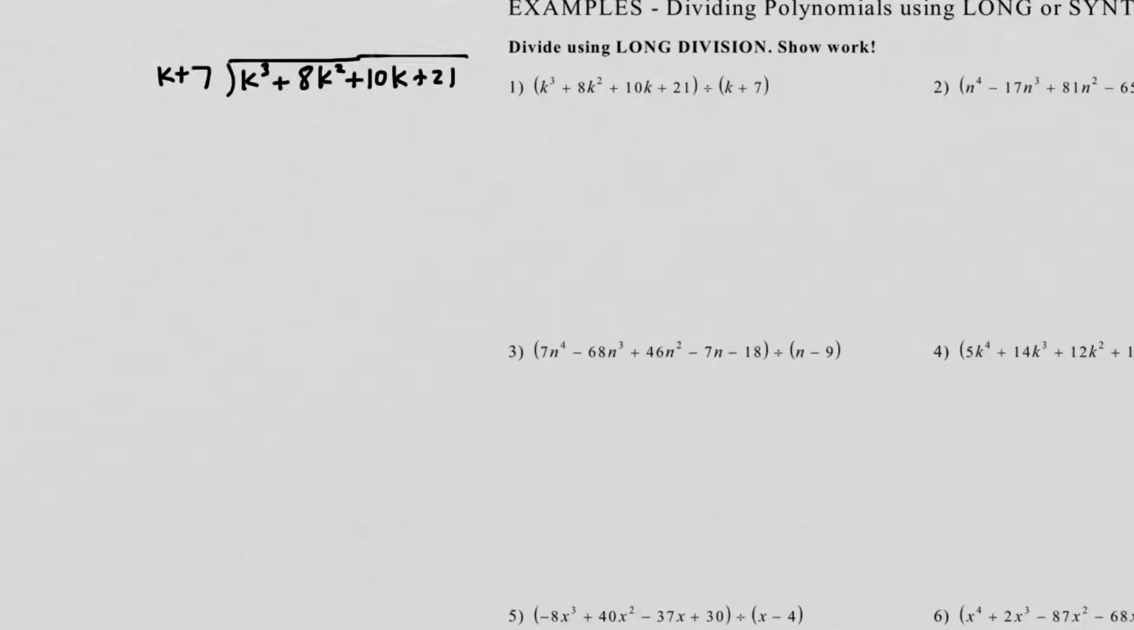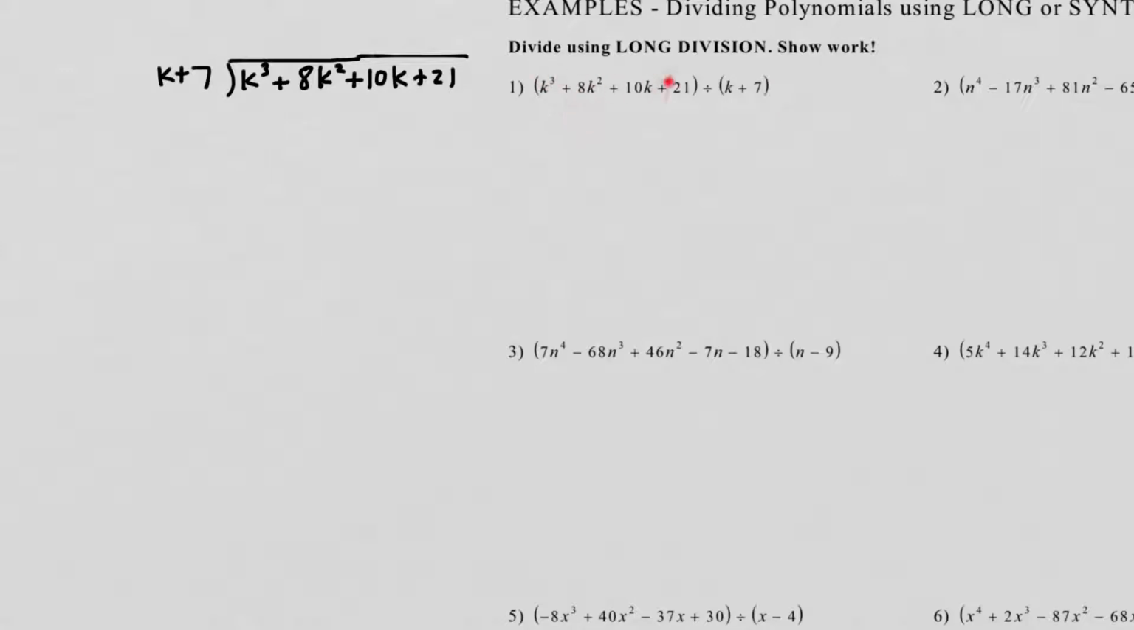Here will be a rundown of some examples from the homework on dividing polynomials using long division and/or synthetic division. So we have this polynomial, k to the third power plus 8k squared plus 10k plus 21, and we're going to divide that by k plus 7. Now, if we would be able to factor the big polynomial into something that would have a k plus 7, we could cross cancel and simplify the fraction that way by putting this k plus 7 underneath.